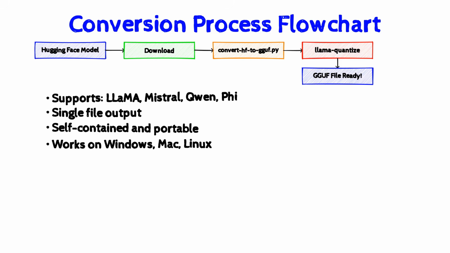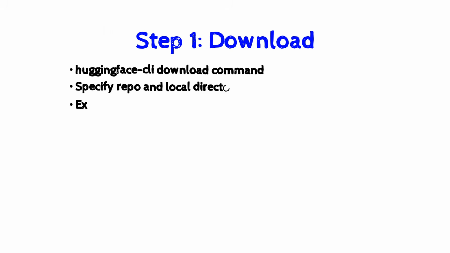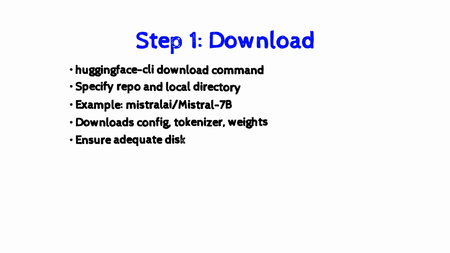The first step is downloading your model from Hugging Face. Use the Hugging Face CLI download command, specifying the model repository and your desired local directory. For example, to download Mistral 7B, you would run huggingface-cli download mistralai/Mistral-7B-Instruct-v0.3 --local-dir Mistral-7B. This downloads all the necessary files including config.json, tokenizer files, and the model weights in safetensors or PyTorch format. Make sure you have adequate disk space, as models can be quite large before quantization.